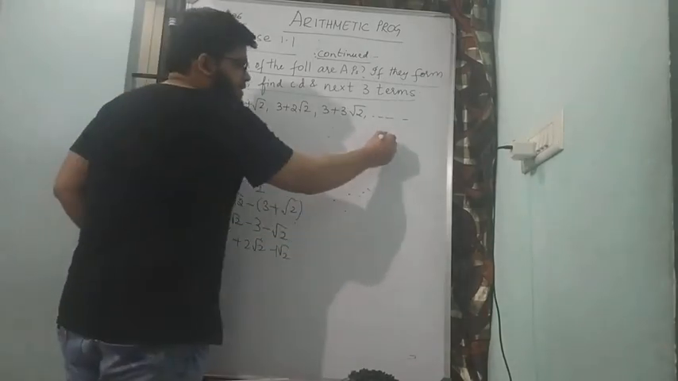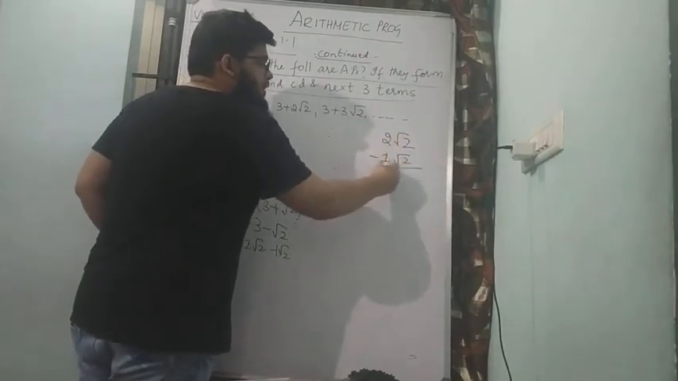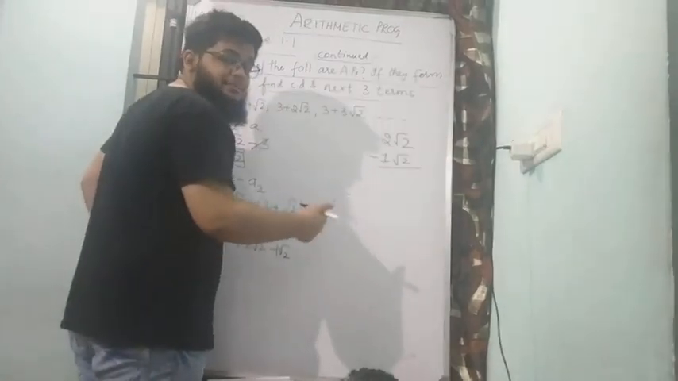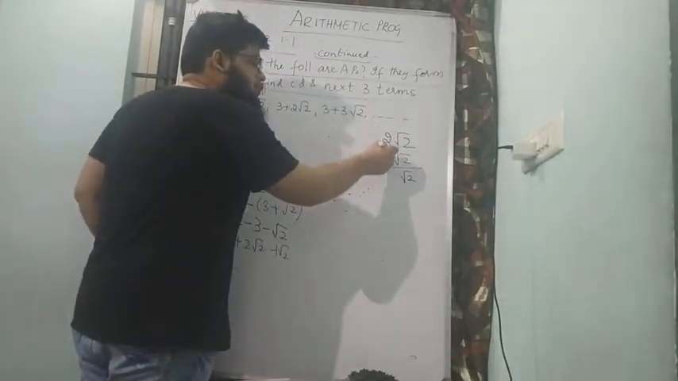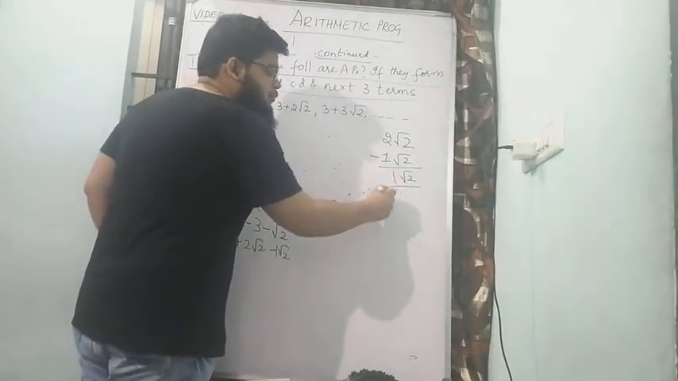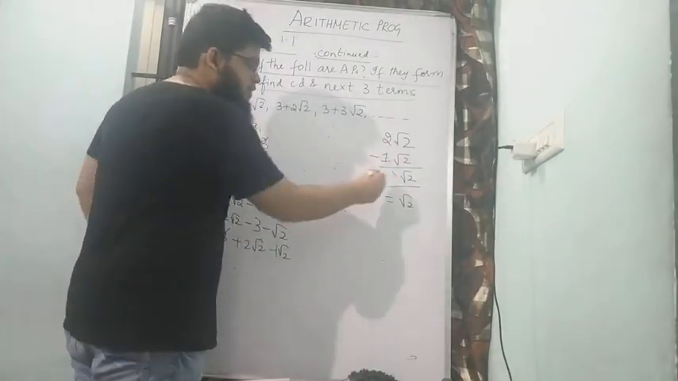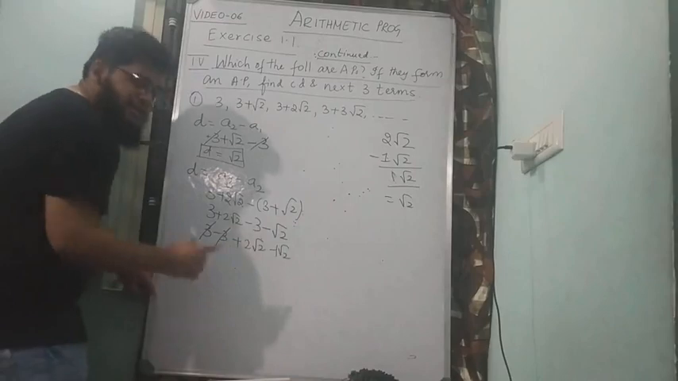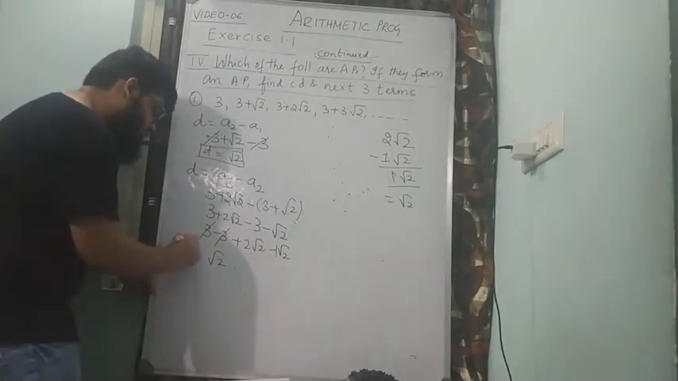I will show the simplification here. 2 root 2 minus 1 root 2. Remember, the root numbers cannot be subtracted. They have to be kept as they are. So root 2 has to be kept as it is, 2 minus 1 is 1, and 1 root 2 means only root 2. There is no need of mentioning that 1 here. So 2 root 2 minus 1 root 2 is 1 root 2, and 1 root 2 only means root 2.